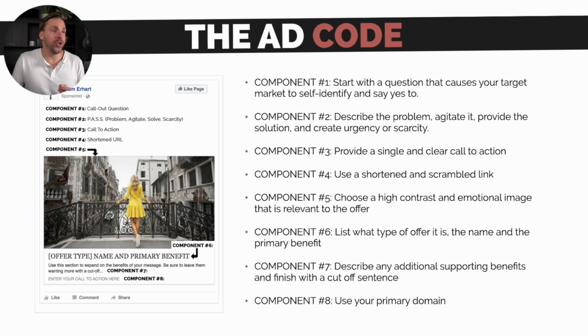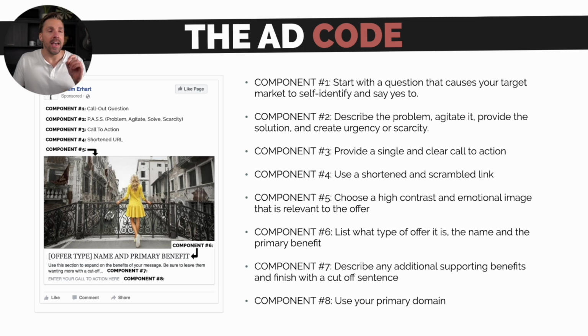After that, we move on to number 6. This is what the offer is and the name and the primary benefit of it. So this is your headline of your ad. You can put the name of the download or the product or the service. You can put the primary benefit they're going to get. There is no one-size-fits-all solution here. You're going to want to test a couple different variations of that to see which one works best for you and your business.